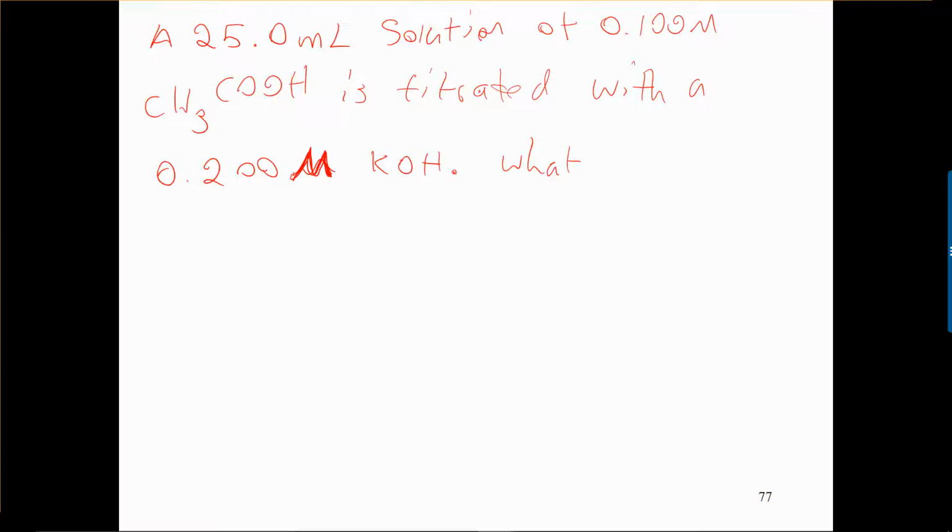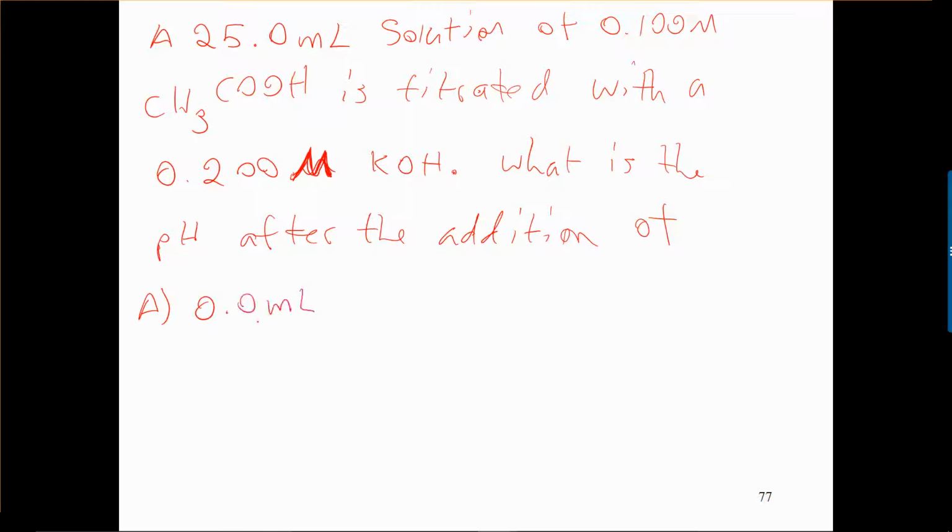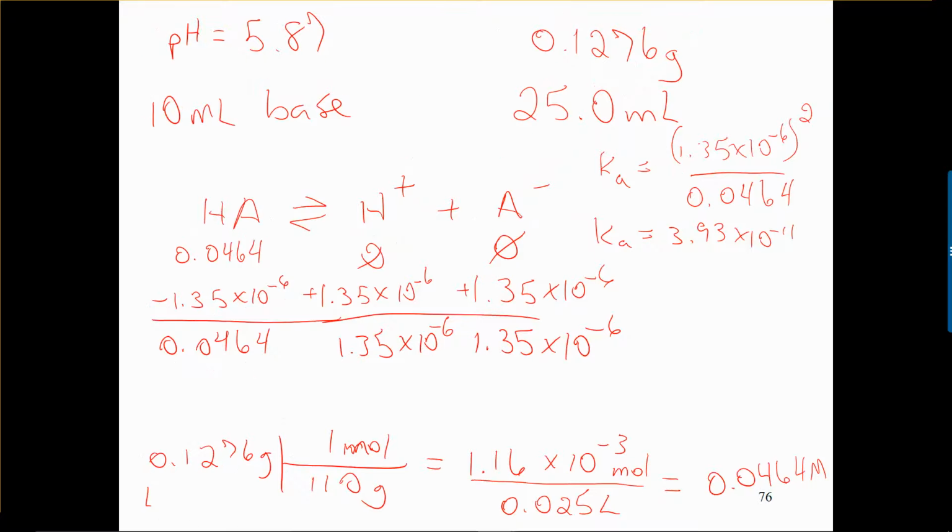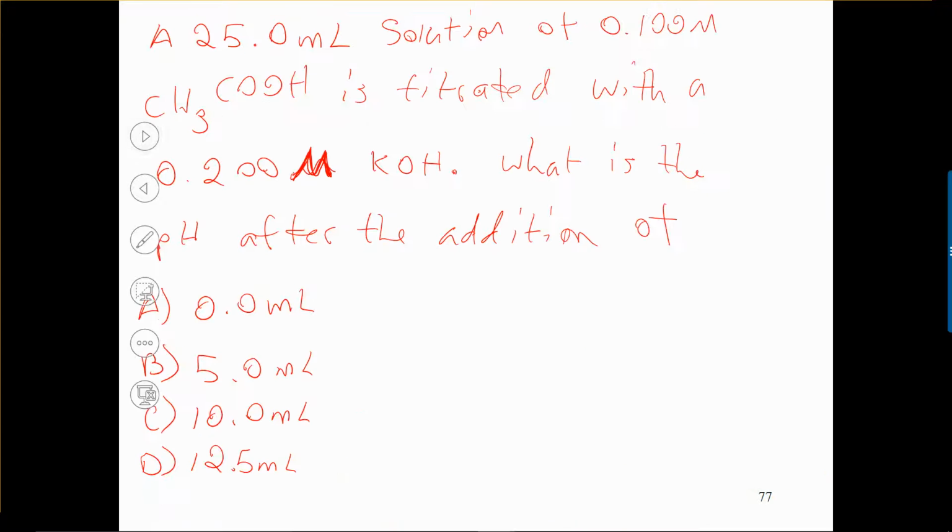What is the pH after the addition of A, 0.0 milliliters, B, 5.0 milliliters, C, 10.0 milliliters, D, 12.5 milliliters, and E, shoot, and E.